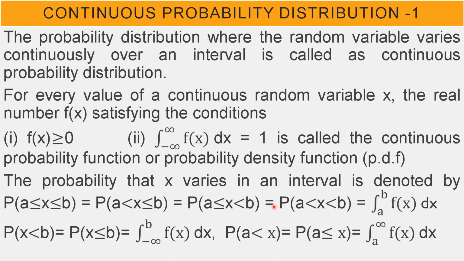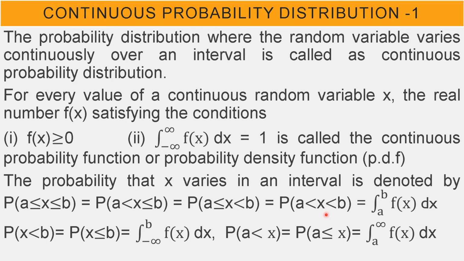When X is a continuous random variable, to find the probability that X varies in an interval, the probability that X varies in the closed interval [a, b], that X will be greater than or equal to a, less than or equal to b, or greater than a, less than or equal to b, or greater than or equal to a, less than b, or greater than a and less than b, all these probabilities are equal.